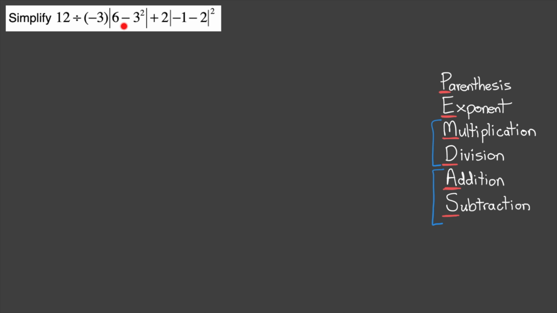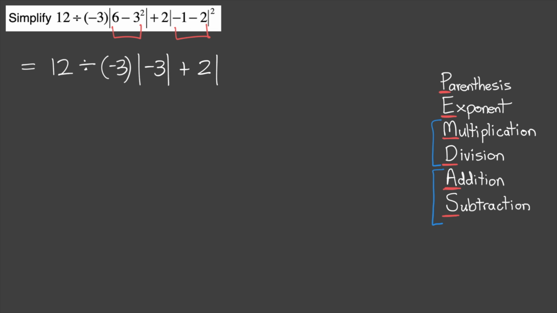So let's look at our expression here. The first thing we're going to do is simplify what's in the absolute values, because the absolute values really act like a parentheses. So we're going to simplify this guy and this guy at the same time here. So this and this. So we'll rewrite the 12 divided by negative 3, absolute value. Now inside the parentheses, we have 3 squared, so we're going to do that exponent first. So that's 9. 6 minus 9 is negative 3. So we put negative 3 here, plus 2, absolute value.